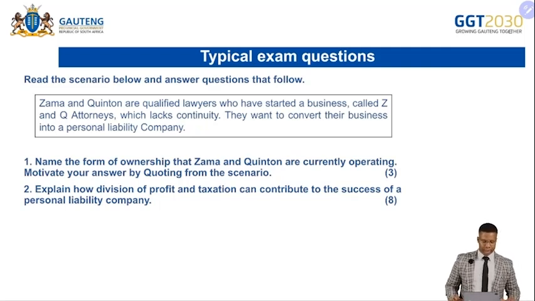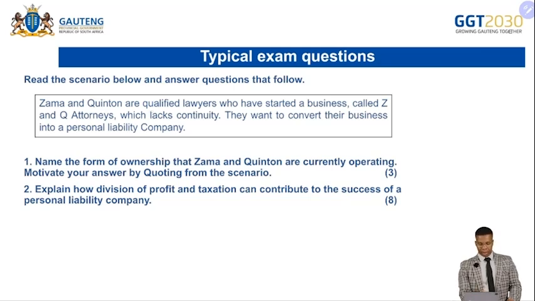Now, we were instructed to read the scenario below and answer the questions that follow. We have Zama and Quintin, who are qualified lawyers who have started a business. They called their business Z&Q Attorneys, which lacks continuity. They want to convert their business into a personal liability company. Now, name the form of ownership that Zama and Quintin are currently operating, and motivate your answer by quoting from the scenario for 3 marks.